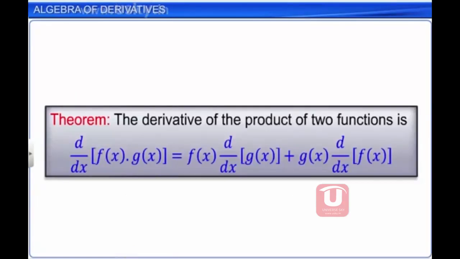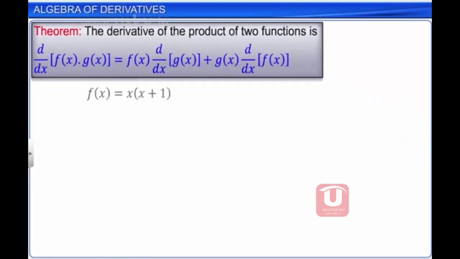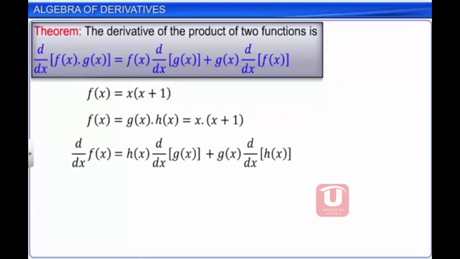The derivative of the product of two functions is as shown. In this case, rather than verifying the theorem, we will see how the theorem can be used effectively to evaluate the product of two functions. We will find the derivative of the function x into x plus 1. This function can be expressed as shown. Now, the derivative of the function is as shown.